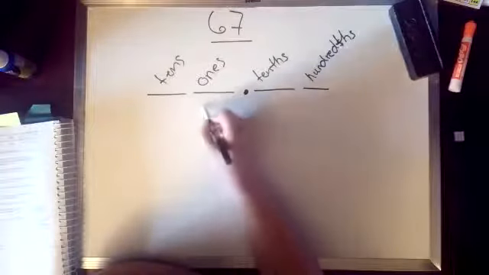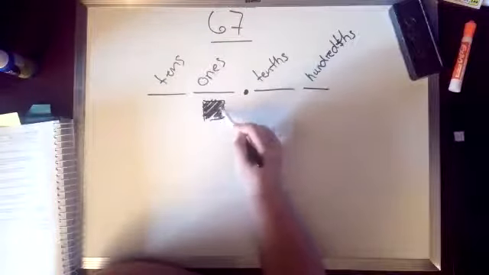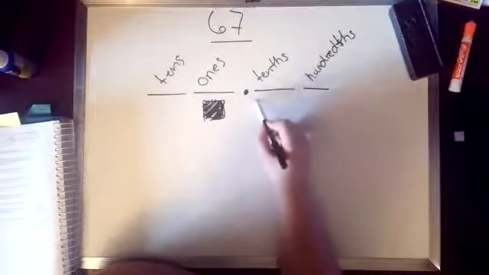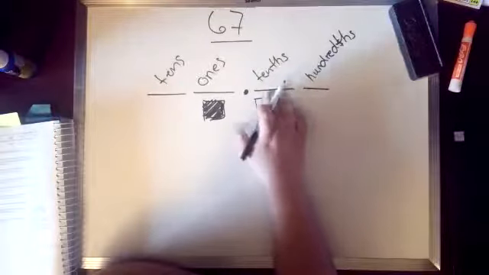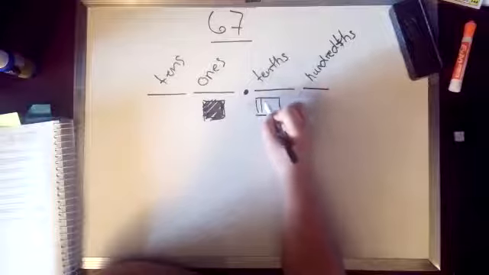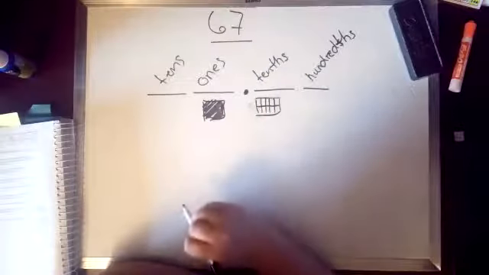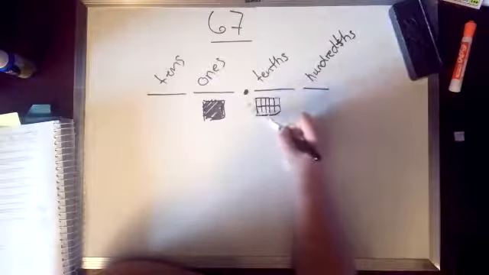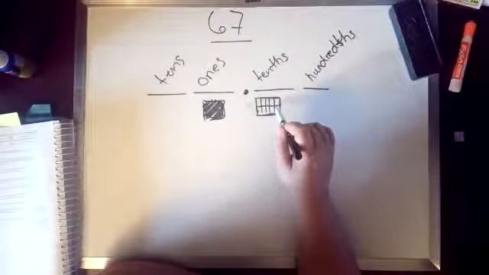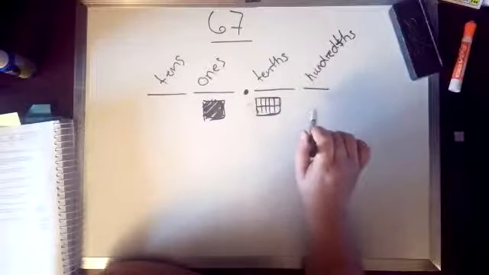What that means is if I had a whole square over here and it was colored in, I'm looking at one whole square. Now, if it was over here, I would be looking at the same square broken up into 10 different pieces. So this column is my tenths. Same square, 10 different pieces. If I was in the hundredths column, it would be the same square broken up into 100 different pieces.